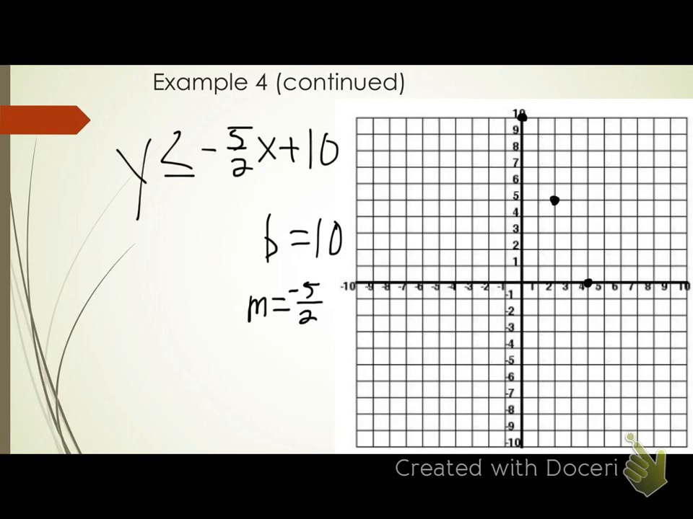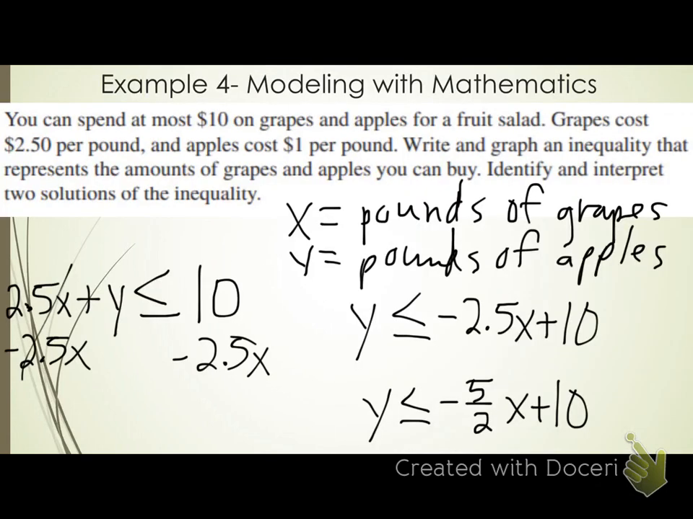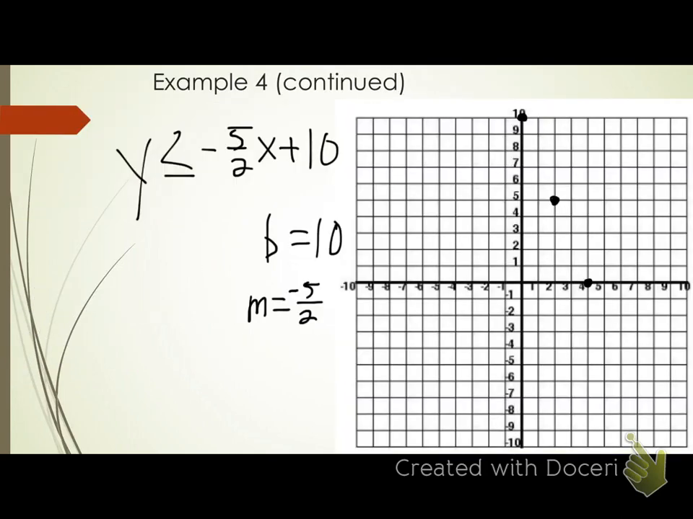Do I want to extend my graph past the x-axis? Why? No. Why not? What types of y values would these be? Negative. Am I going to buy negative pounds of apples? No. I'm just going to be buying 0 or positive pounds of apples and grapes, right? So I don't want to extend it past my y-axis either. I'm just going to stay in this first quadrant because that's positive and positive.